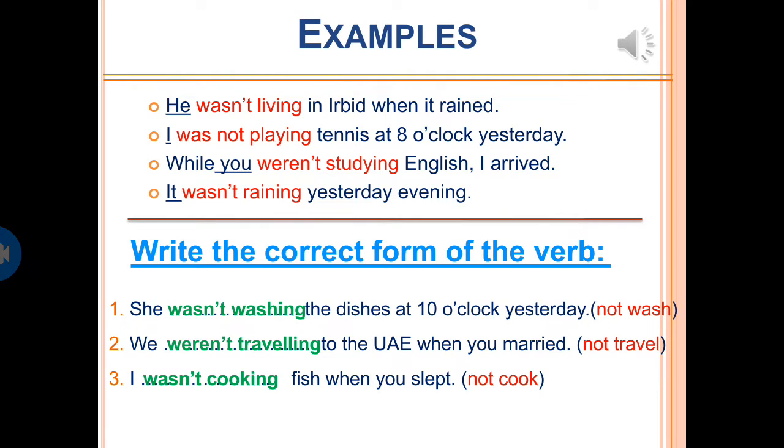Write the correct form of the verb. Number 1. She the dishes at 10 o'clock yesterday. Correct answer, wasn't washing. 2. We to the UAE when you married. Correct answer is, weren't traveling. 3. I fish when you slept. Correct answer is, wasn't cooking.